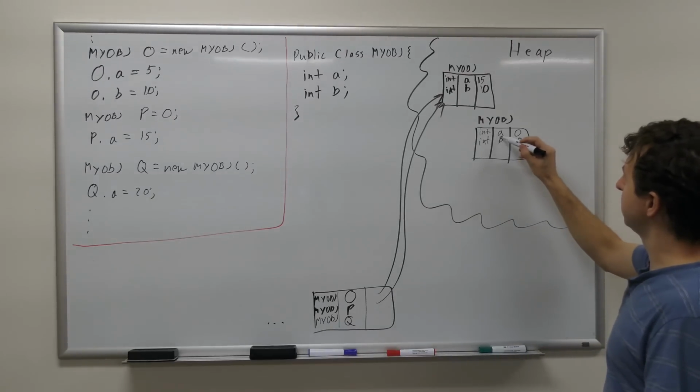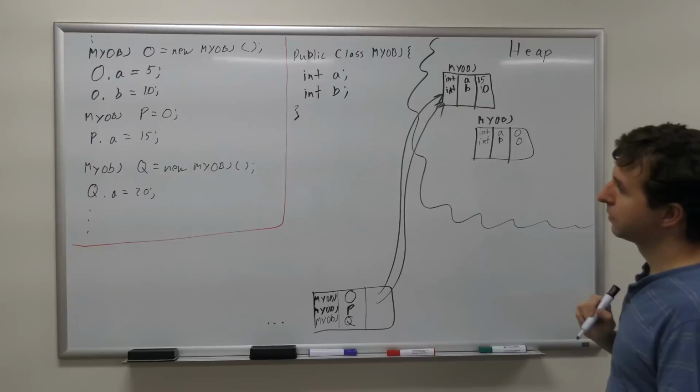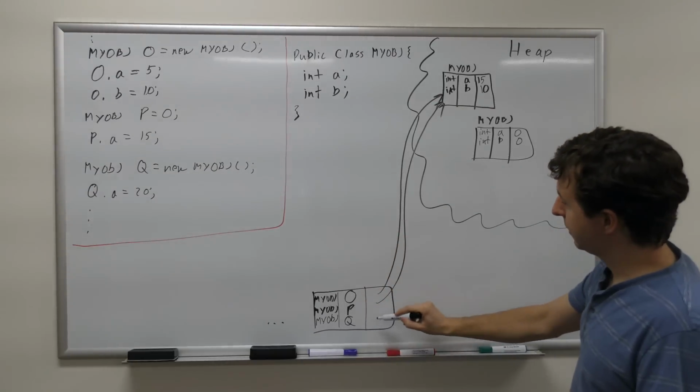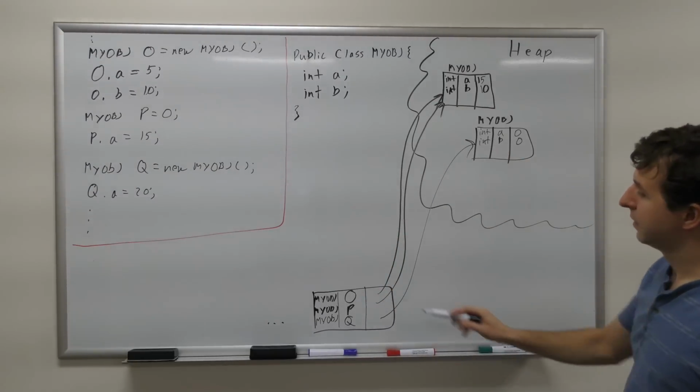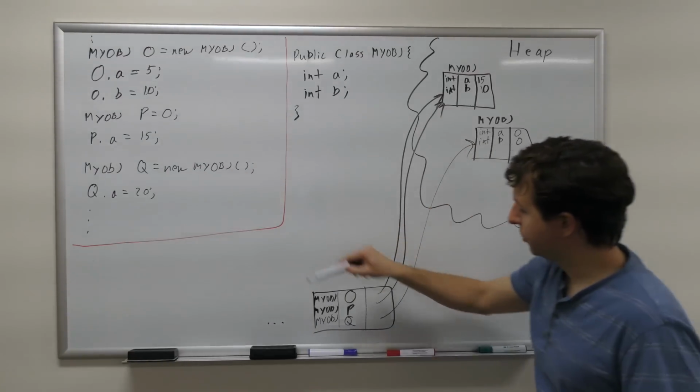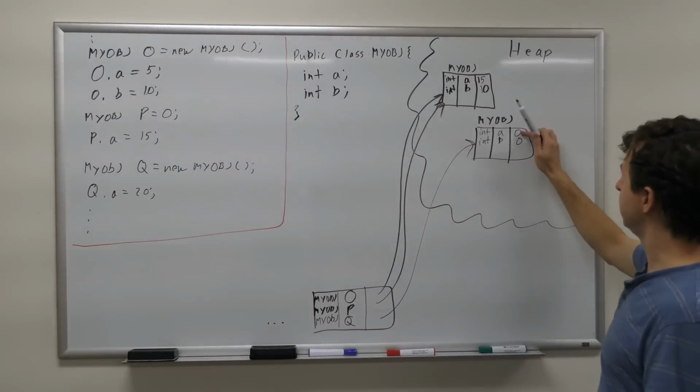And these are initialized to their defaults. And now we say, oh, one last thing. And now we say Q.A is equal to 20.